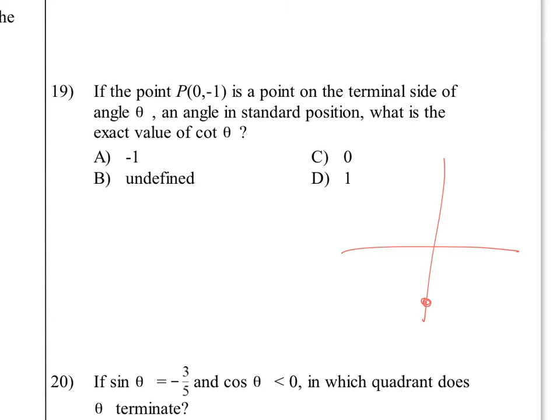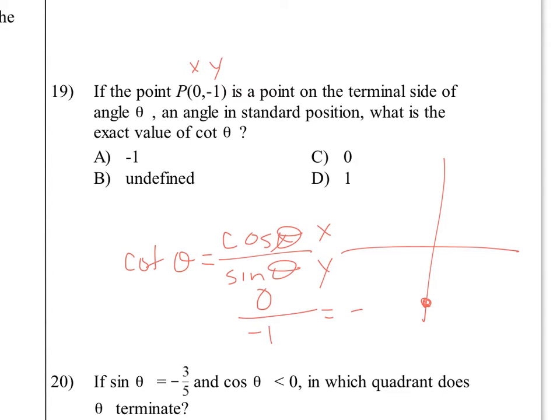So P, 0, negative 1 is down here. Terminal side angle in standard position. What is the exact value of cotangent? You know that cotangent of theta is equal to cosine theta over sine theta. So remember, this is x, this is y. Cosine is x, sine is y. So it's 0 over negative 1, which is 0.